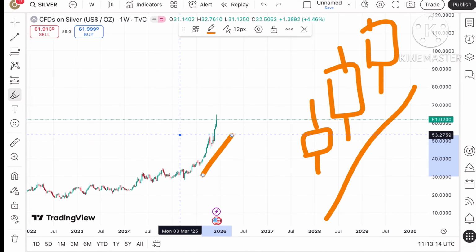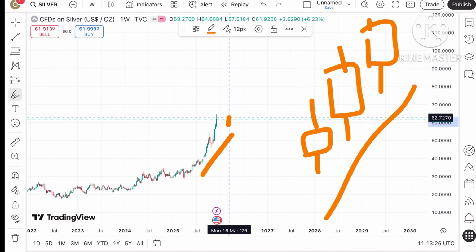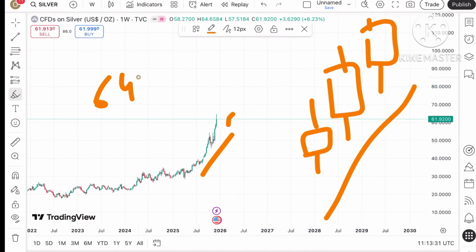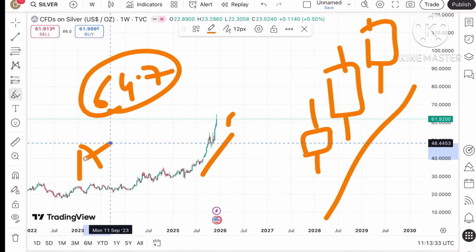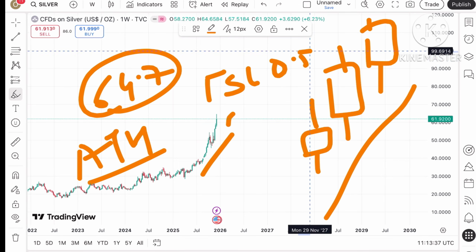now trading near multi-year highs. When silver reaches these levels, two things can happen: either continuation with expansion or a healthy but sharp correction before the next leg. Now, looking at this chart, if the price sustains above this level, the probability of going towards 64.7 can be seen, which is an all-time high. And if the price sustains above this level, trail your SL by $0.5.